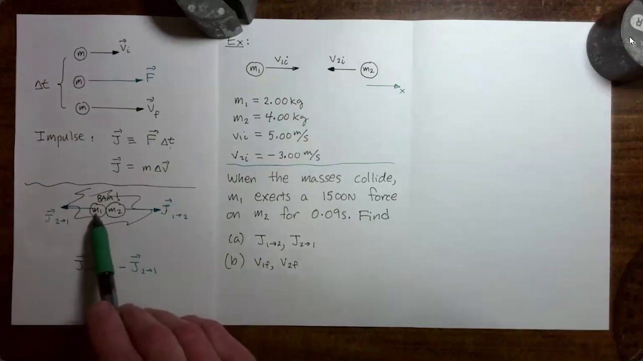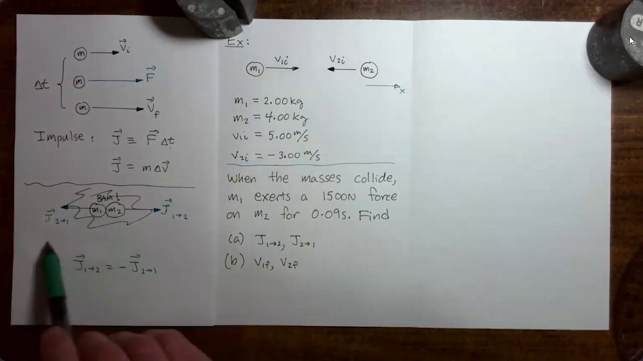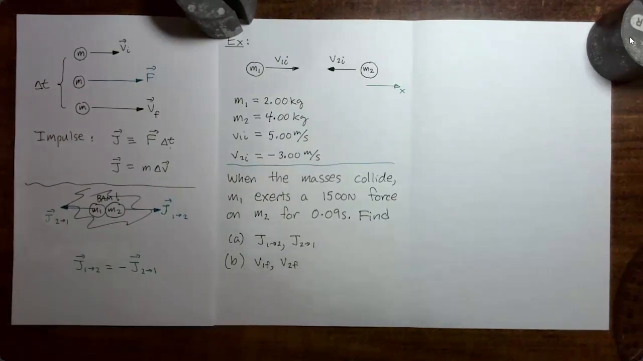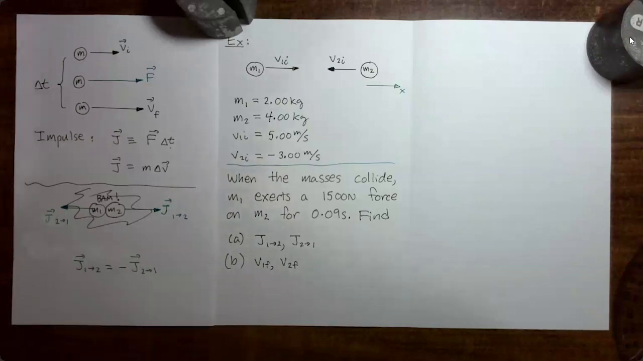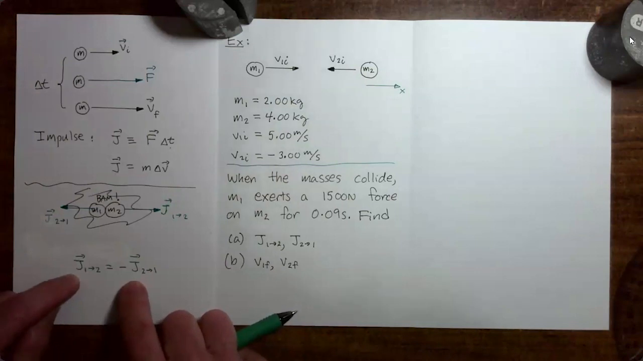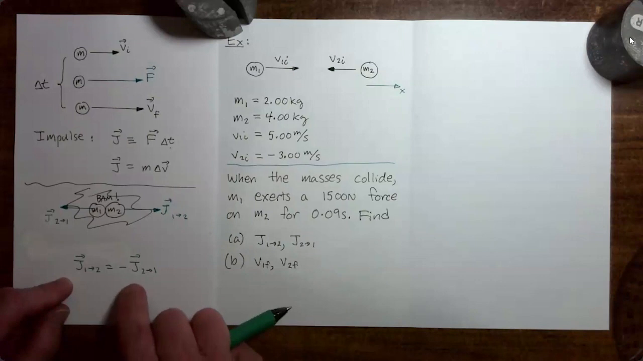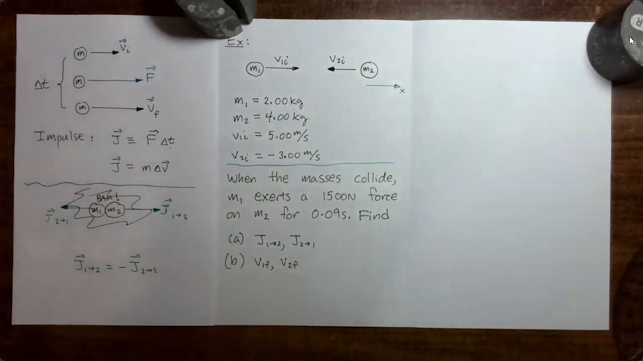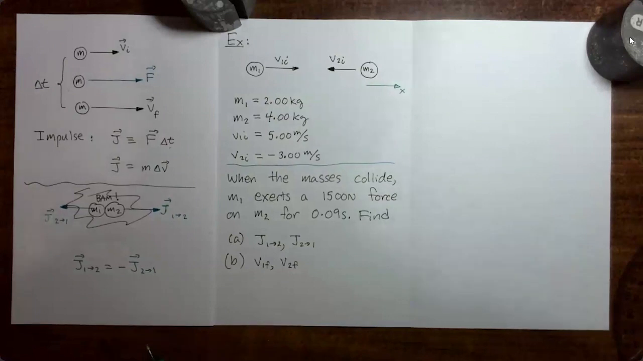So here I have mass 1 and mass 2. The impulse that 2 gives to 1 is called J2 on 1. The impulse that 1 gives to 2 is called J1 on 2. And we saw in an earlier video that those two impulses are exactly opposite, or in other words, we can say that the impulse 1 gives to 2 is minus the impulse that 2 gives to 1. We're going to use this result now to do an example problem.